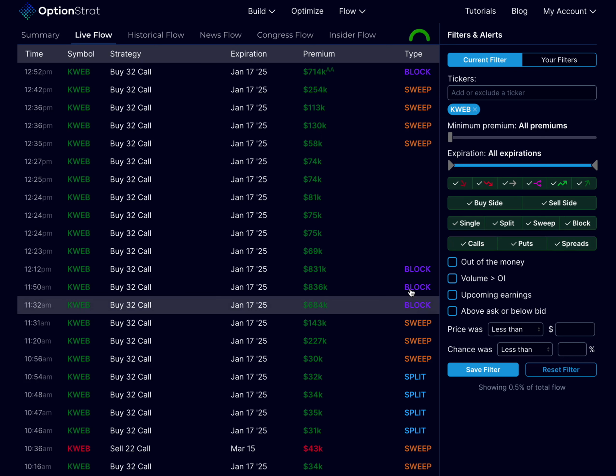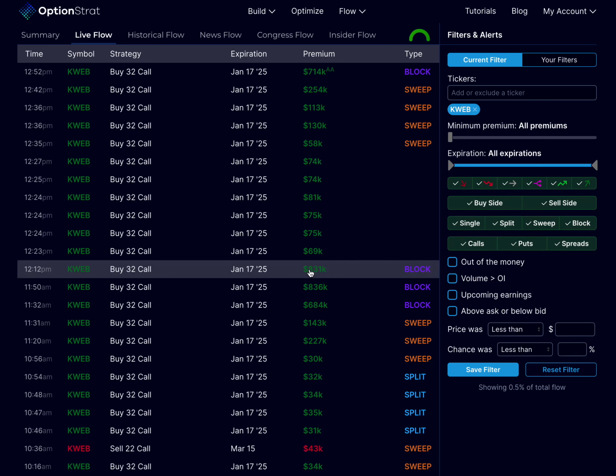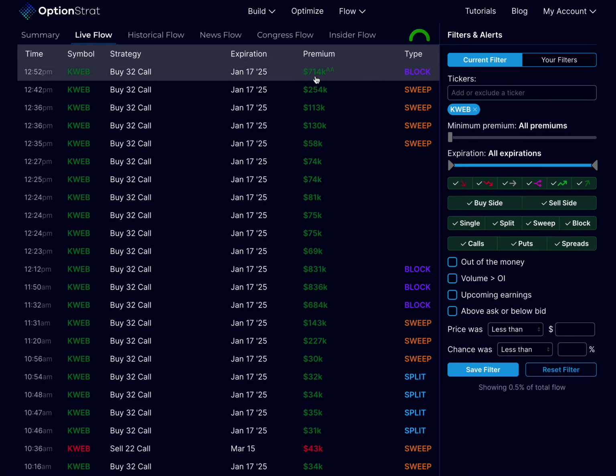Then finally, we have what are block trades. You can see these are big numbers here. This one up here as well. So what a block trade is, it's a trade that kind of goes off behind the scenes. In this case, those options never actually hit the exchange. They never actually hit the market. This is what you see many times in movies about Wall Street.